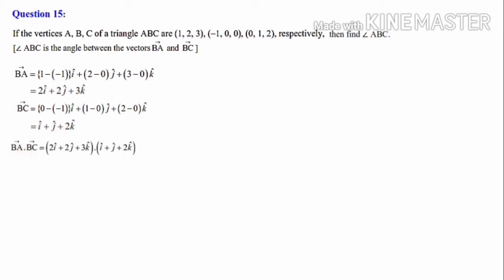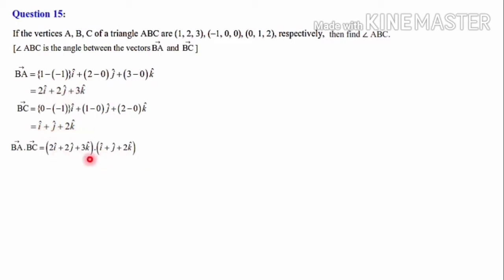So BA dot BC is equal to, we have the vectors, we have to write them in order, that is BA is 2I plus 2J plus 3K dot I plus J plus 2K.